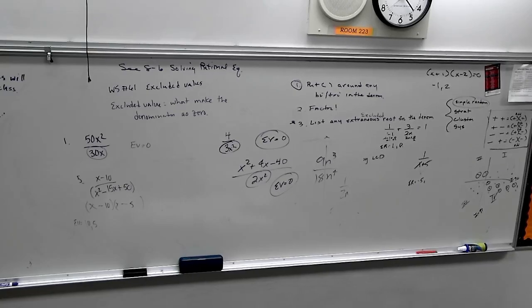Is that a monomial, binomial, or trinomial? Whenever it's a monomial, what makes it go to 0? It's just 0. So I can immediately look at 0, 0, 0, 0, because these are all monomials.